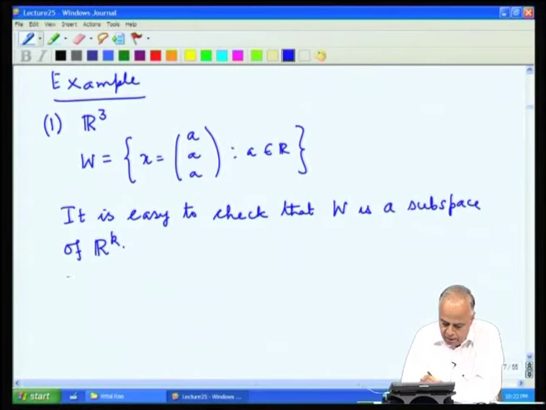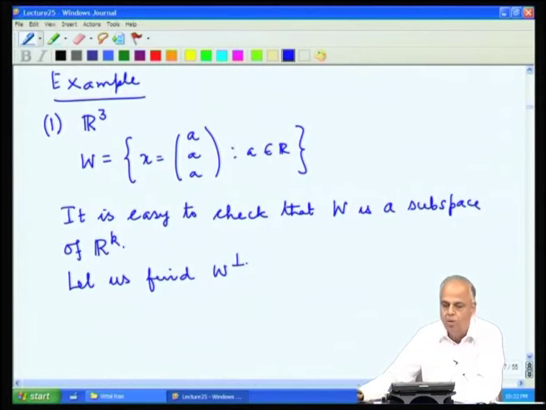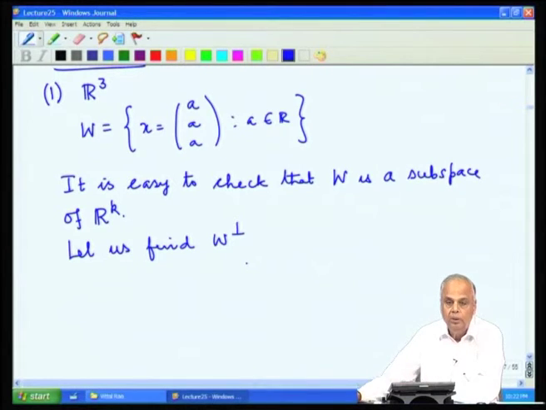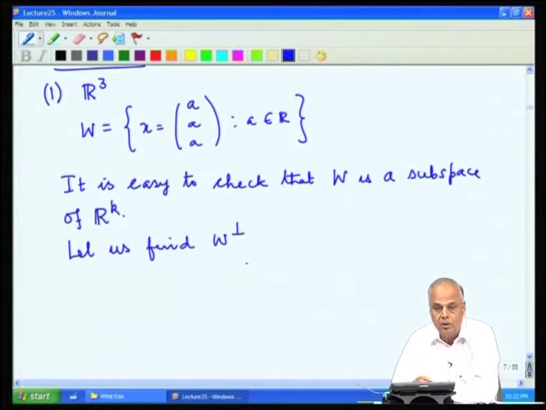So, let us find W perp, the orthogonal complement of W. Now, first of all, in order to check whether something is in W perp or not, we have to check whether everything is orthogonal to a basis vector. So, in order to do that, we will first find a basis for W.